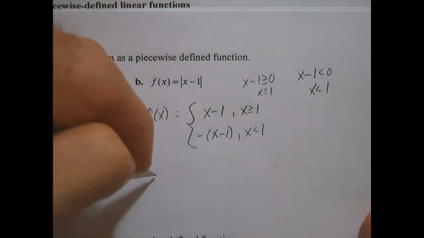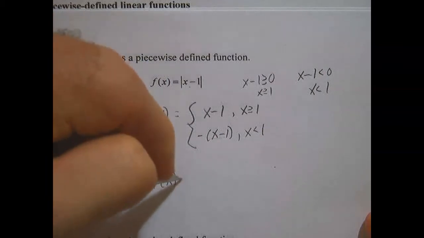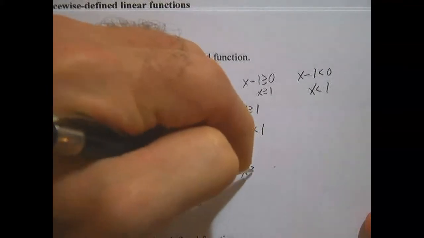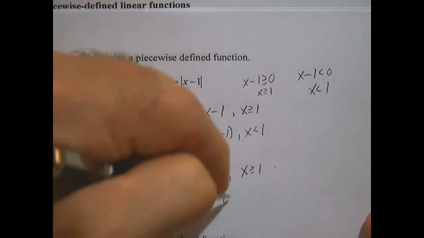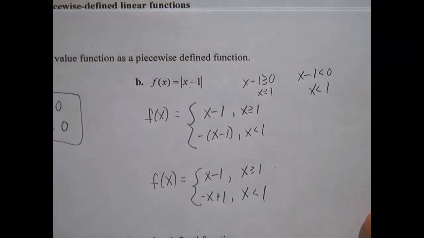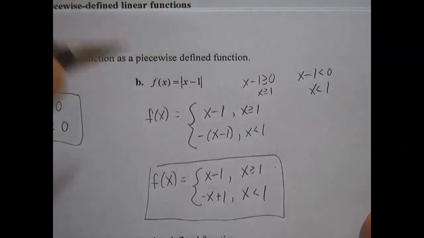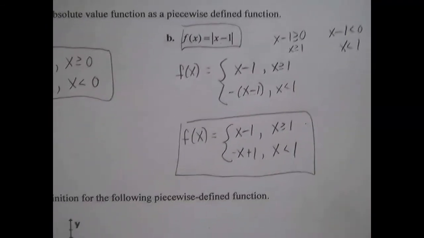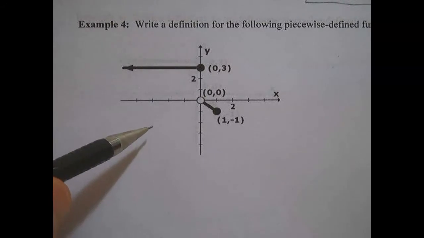So we can simplify this a little bit because this is not the prettiest way to keep it. So f of x is equal to x minus 1 whenever x is greater than or equal to 1, and negative x plus 1 whenever x is less than 1. That piecewise function is the same as that absolute value function. Okay, let's look at an example of something different now, just taking a piecewise defined linear function and pulling out the equations. So we're going to write a definition for this one.